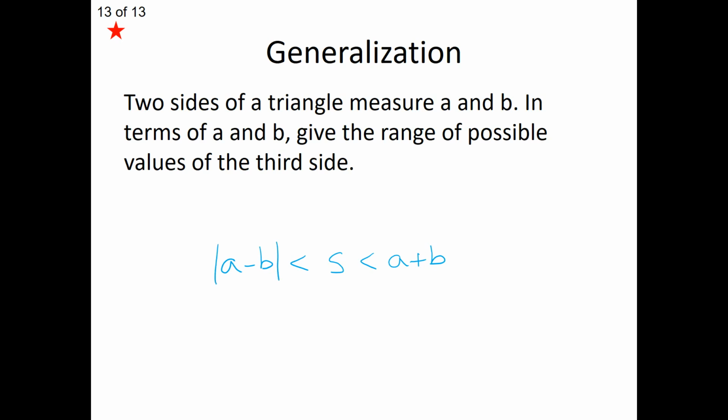So this would then be the generalization when you are asked to play the range game of what's the range of the third side. So if I give you two sides of a triangle, simply add them to get your upper bound, and then subtract them to get the positive difference for your lower bound. And that is how we can find the range of the possible values of our third side.